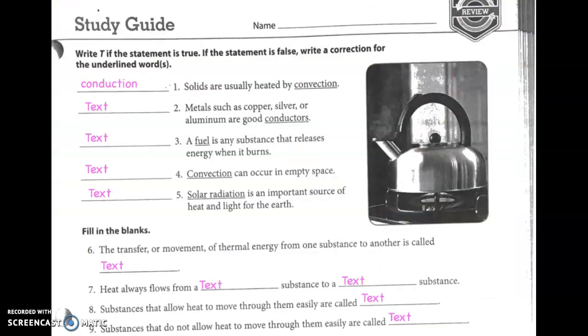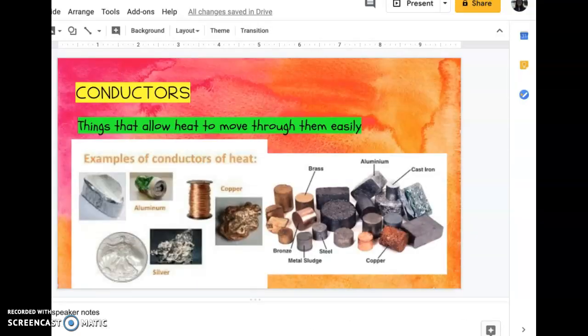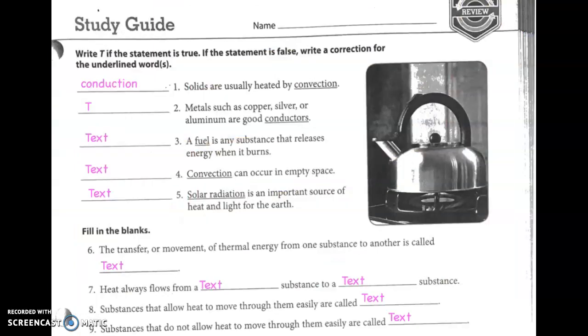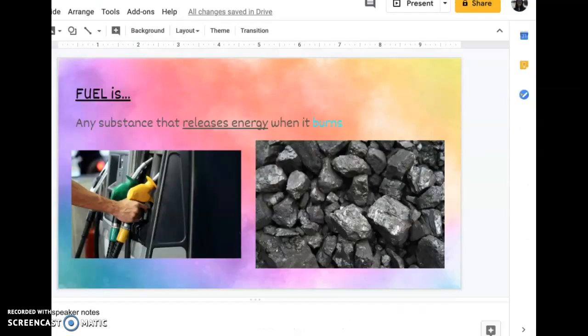Number 2, metals such as copper, silver, or aluminum are good conductors. True or false? This is true. We've got copper, silver, and aluminum. Number 3, a fuel is any substance that releases energy when it burns. True or false? This, ladies and gentlemen, is also true.